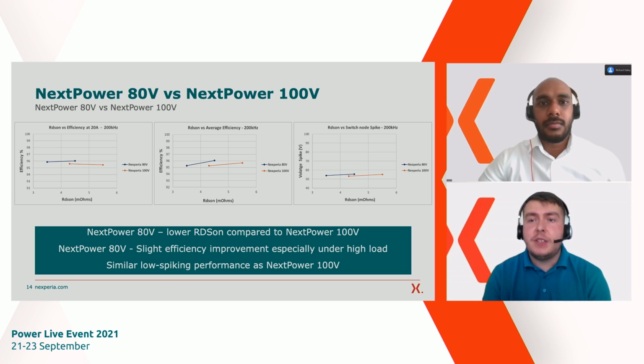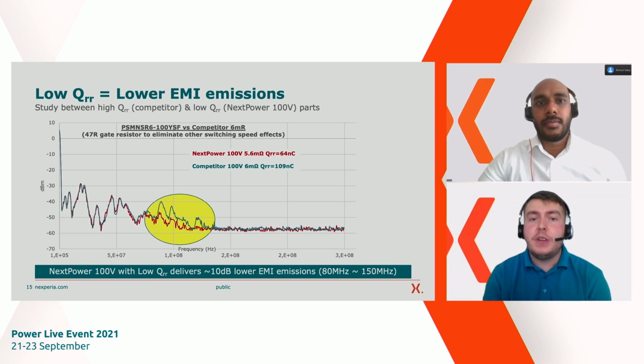But what I want to dive into a little bit more is about that EMI. The EMI is critical when doing some EMC testing. So let's jump to the next slide. What we've done is we've taken our 5.6 milliohm product and an equivalent competitor part, and we've run a frequency sweep. And the lower QRR enabled us to deliver around 10 decibels lower EMI emissions between the 80 to 150 megahertz. This is a real benefit when coming to EMC testing.